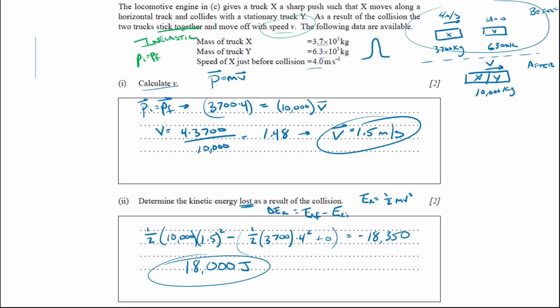All right, so that's a pretty straightforward one, but just an example of how to think about conservation problems. Really, like a sketch, thinking about the before and after for your whole system is the key, whether you're doing momentum or energy or what.